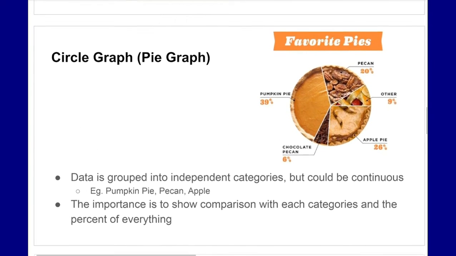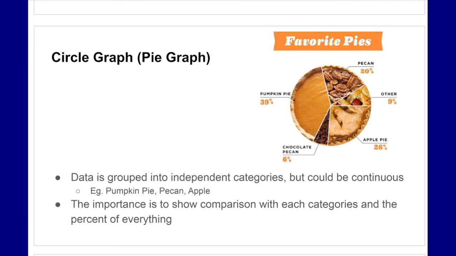A circle graph or a pie graph, again, the data is grouped into independent categories, but it could be continuous. And again, continuous data, we looked a little bit at the definitions in the previous investigation, but continuous data basically means data where there's an infinite range of values. So usually things that you measure. It could also be independent categories or discrete data, as we might call it.